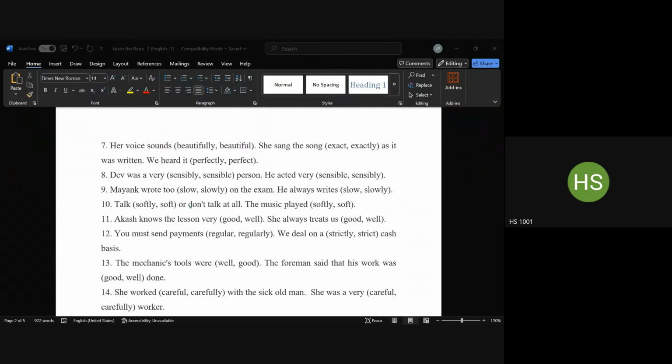Now, next comes: talk softly, soft, or don't talk at all. Softly. The same thing applies even here. Talk softly. When you're using it as an adverb that qualifies the verb, it has to be used as softly. Soft again has informal use as an adverb in the kind of imperative sentences that we discussed. But formal English will definitely take the word softly over soft.